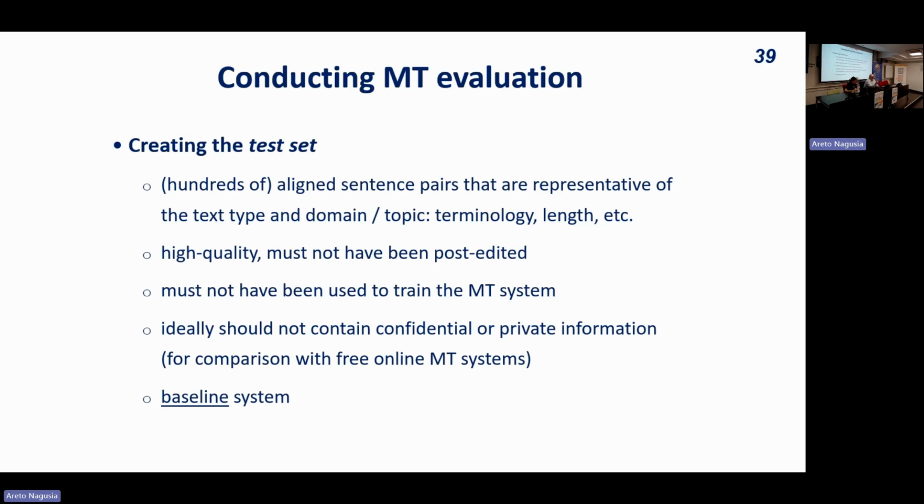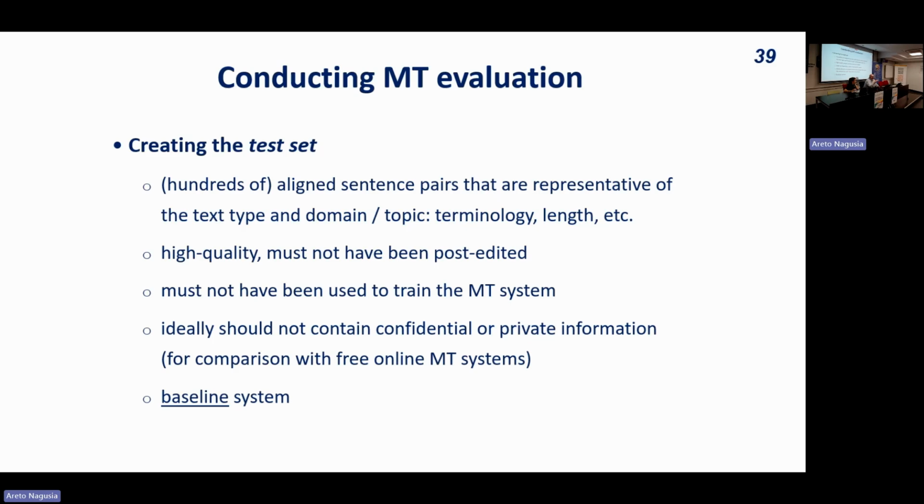These need to be aligned sentence pairs. So for the applied linguists amongst you, they need to be parallel corpora, which means aligned sentence pairs that need to be representative of the text type and domain, for example, in terms of terminology, sentence length. Okay, so if you want to develop and evaluate an MT system for legal text, the test set has to consist of legal language, which reflects the kind of domain environment in which you want to apply your system.